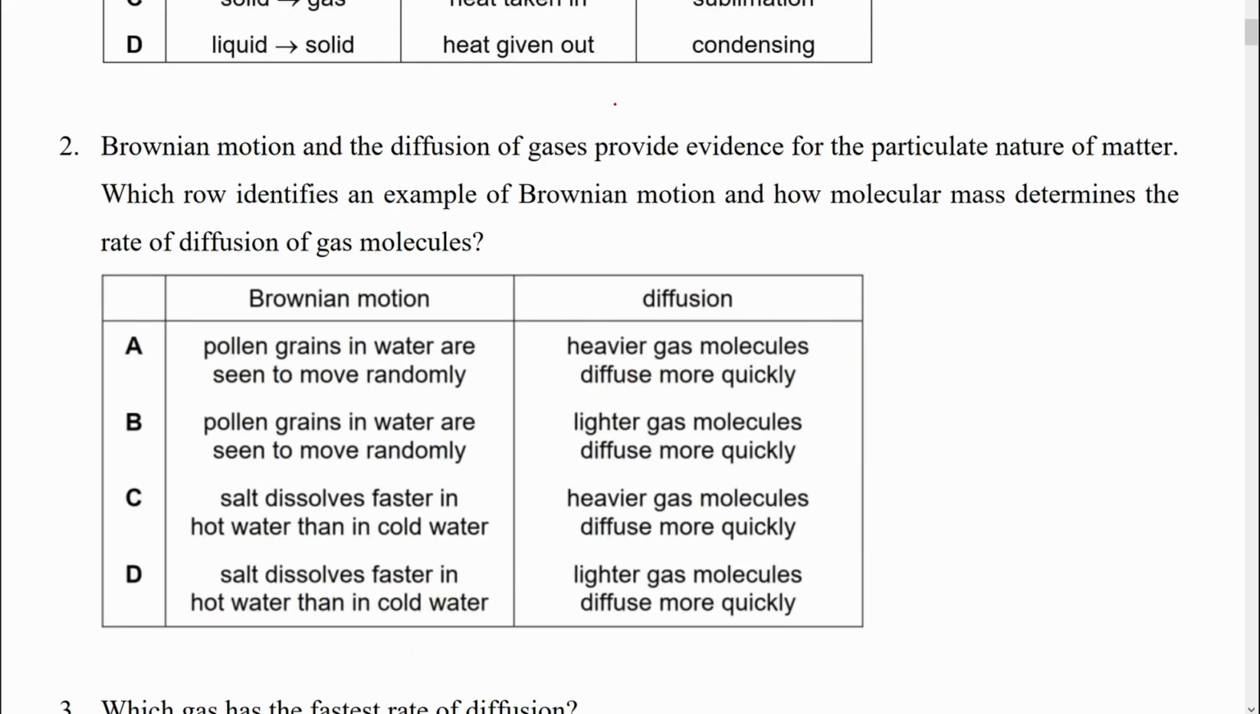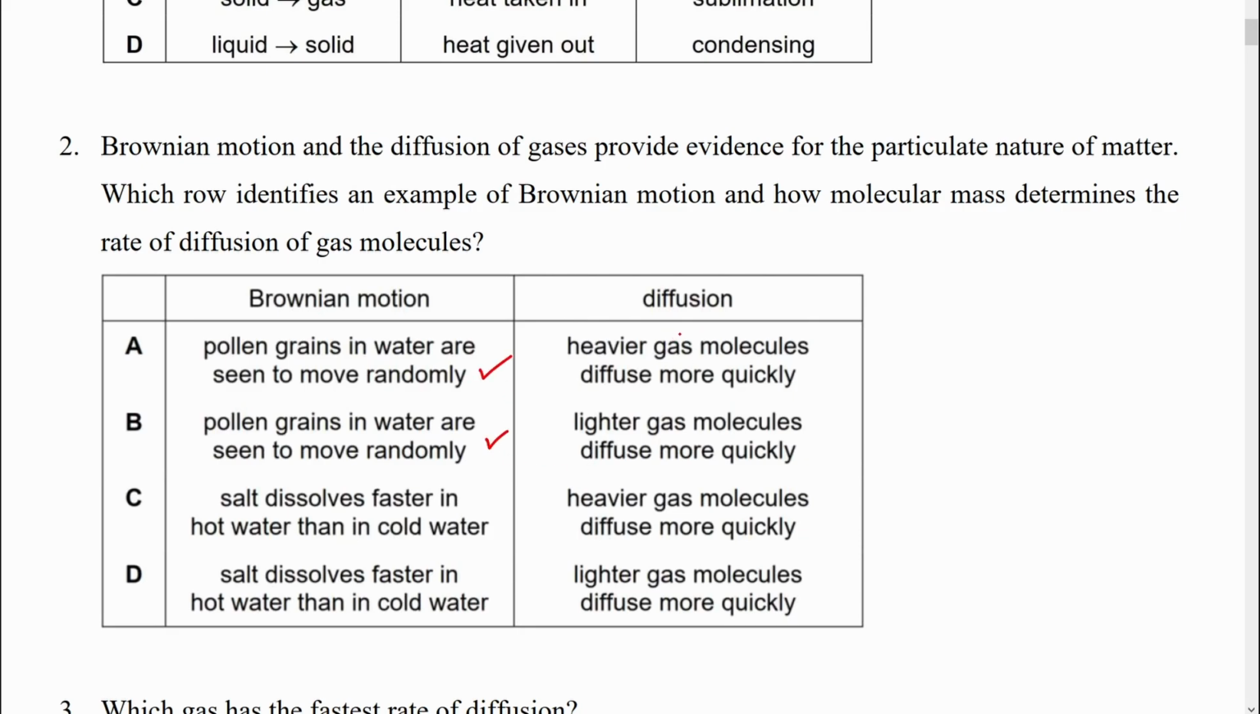Question 2. Brownian motion and the diffusion of gases provide evidence for the particulate nature of matter. Which row identifies an example of Brownian motion and how molecular mass determines the rate of diffusion of gas molecules? So please remember that Brownian motion is the random movement of particles in a liquid or gas produced by a large number of collisions with smaller and invisible particles, right? So the Brownian motion is going to be the random movement. So it's going to be between A or B, right?